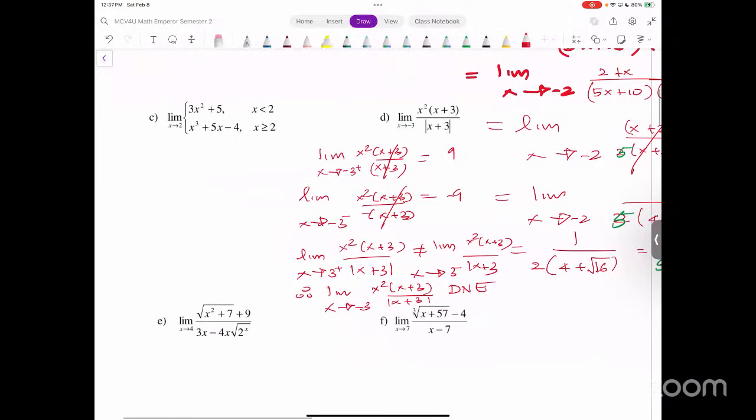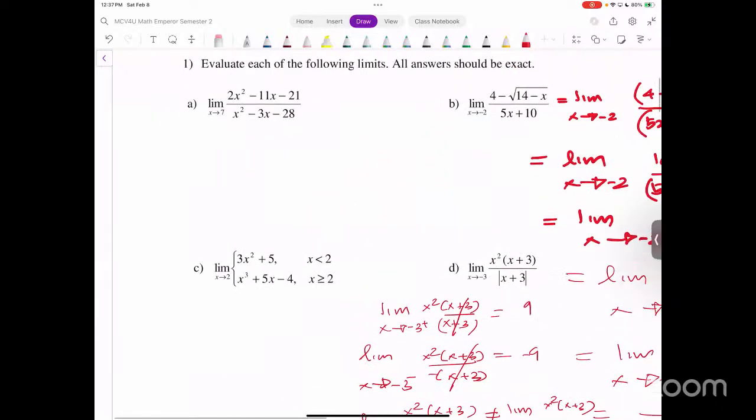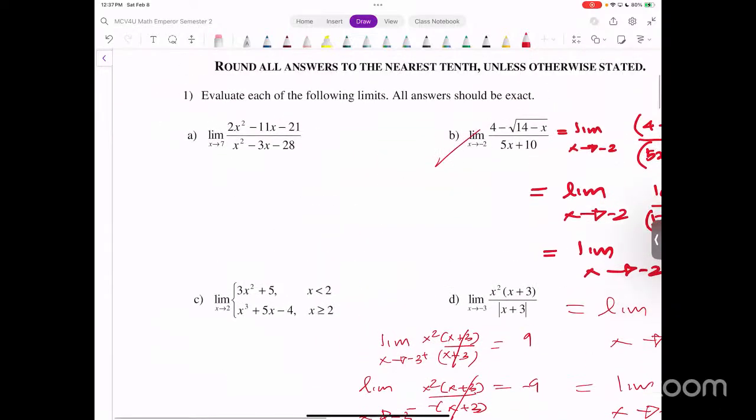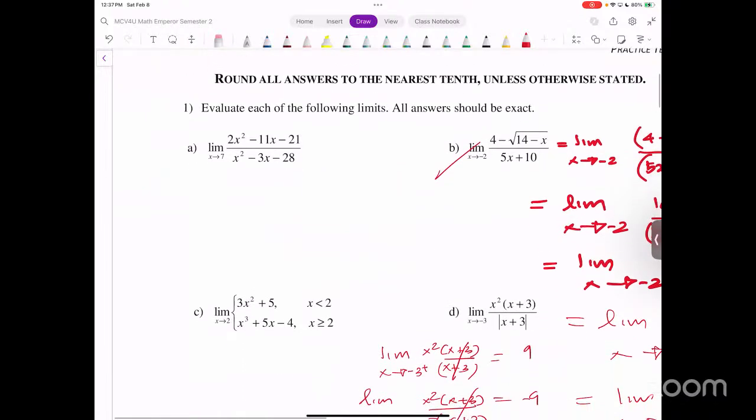Now, going back to, I think that you guys got this one right. So this is pretty straightforward. Some of you used the quadratic formula to factor it. That's okay.